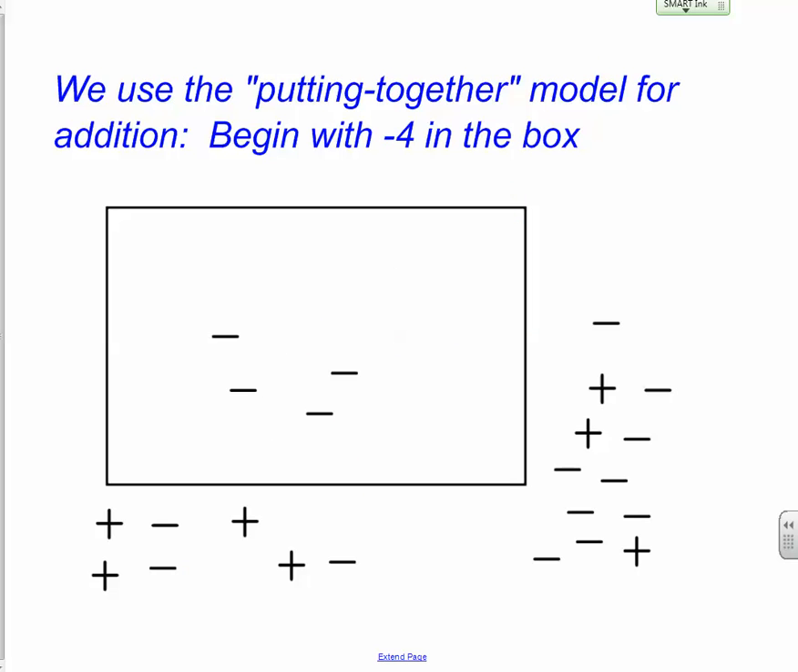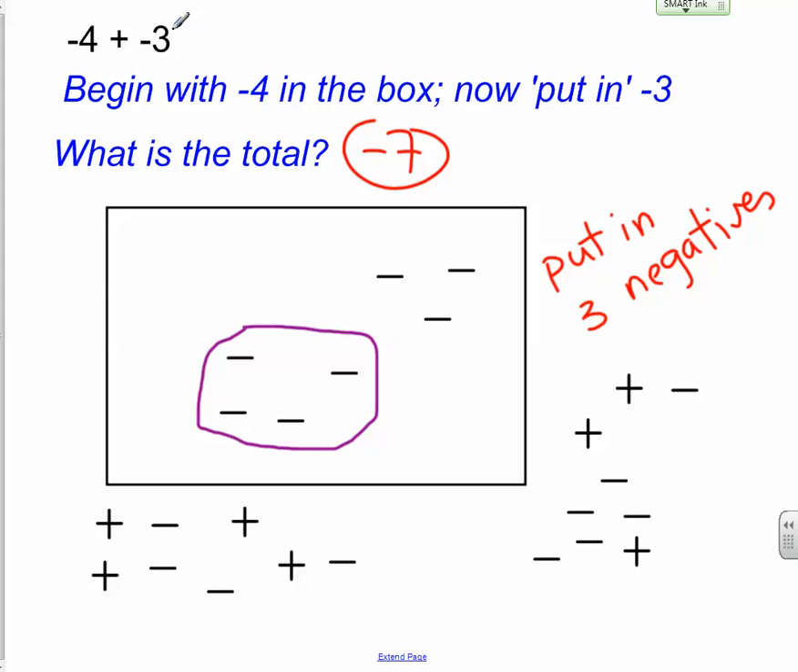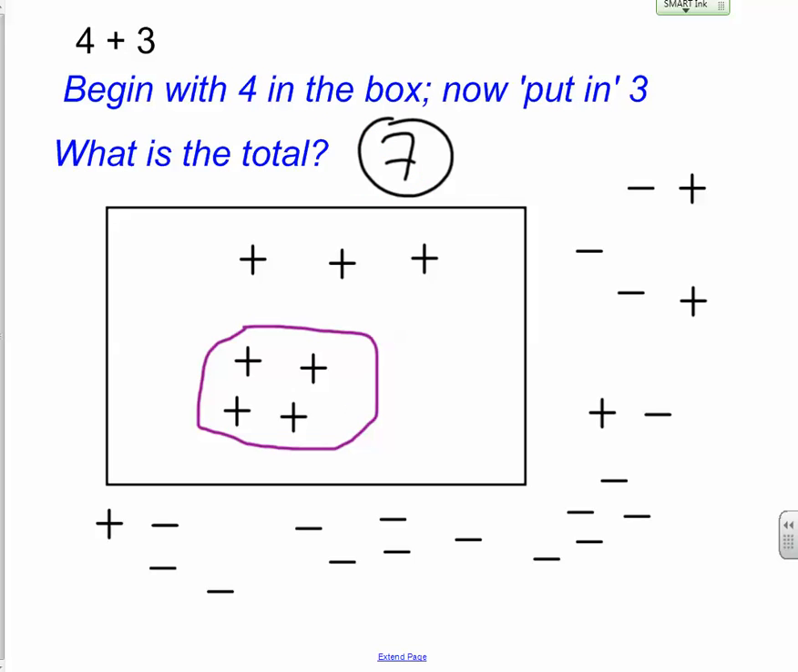Okay, the putting together model for addition. So we started with 4 negatives in the box. And if I want to add a negative 3, all I do is put in 3 more negatives and then just count the result. The result is negative 7. I don't have any zeros in there, so I just have a negative 7. And the same as if I start with positives. If I have 4 to start with, and then I put in 3 more positives, my result is positive 7.